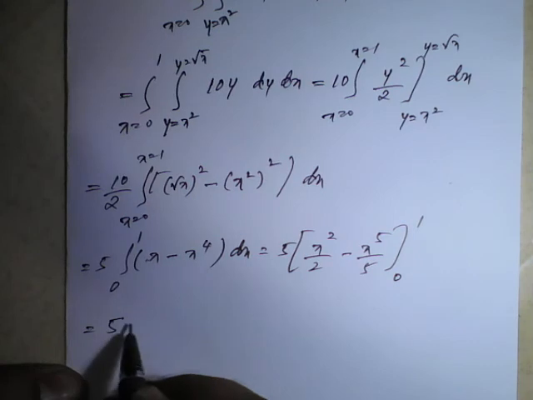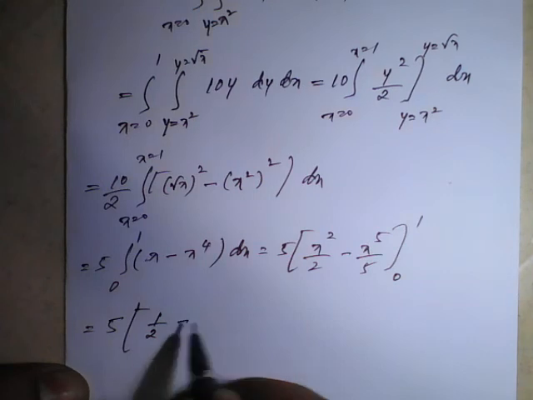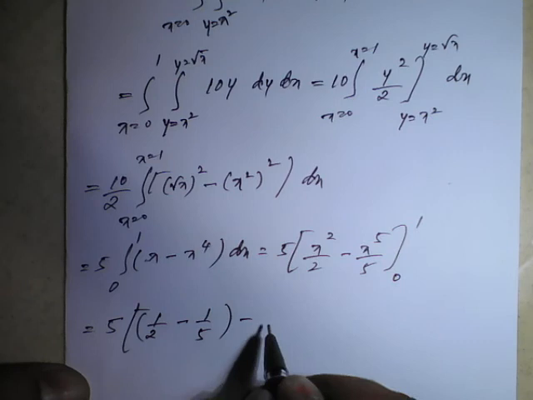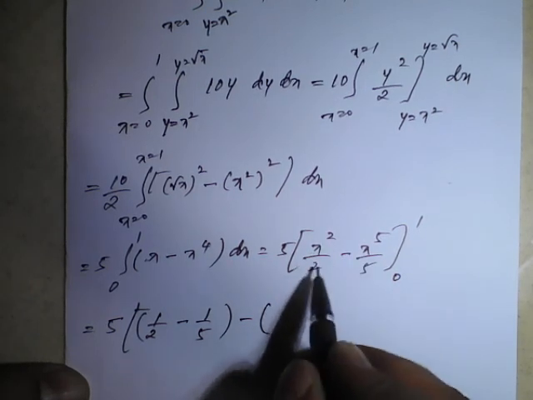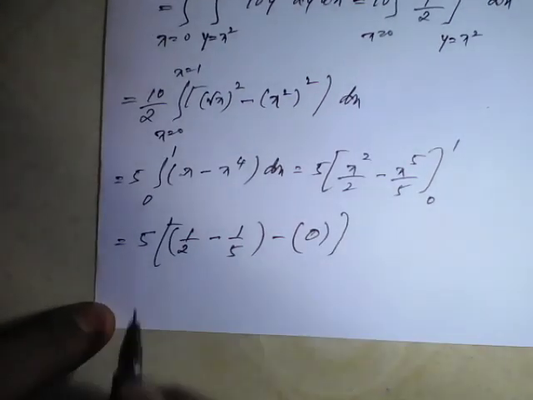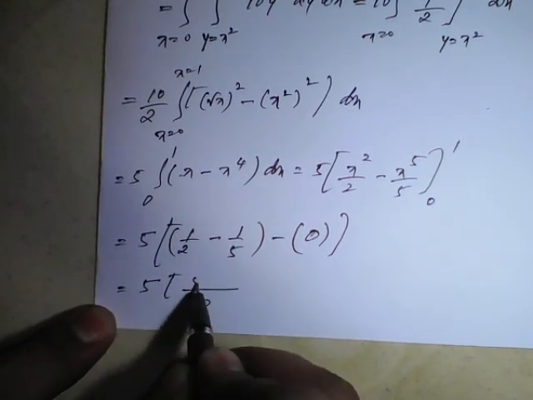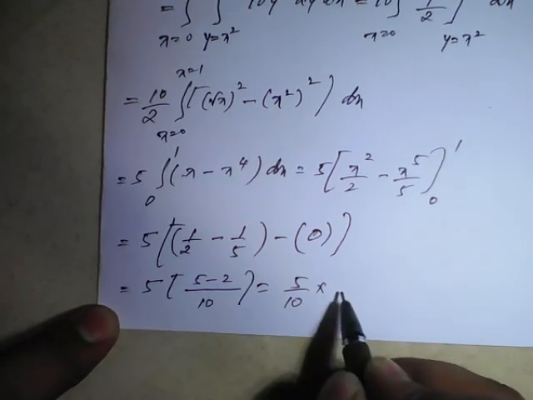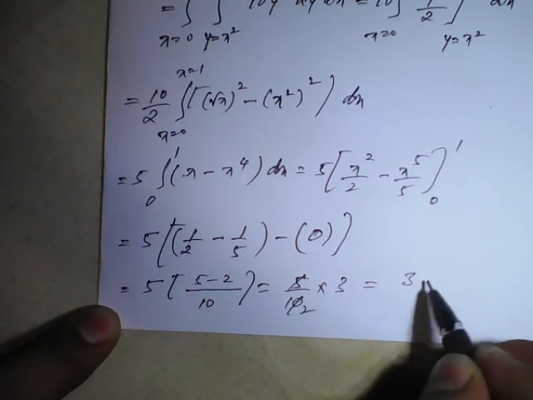So 5, apply the upper limit: 1 square becomes 1, so 1 by 2, minus 1 raised to 5 is again 1 itself, so 1 upon 5, upper limit minus lower limit. The lower limit is 0, 0 raised to anything is 0, so 0 minus 0 is 0 itself. So on simplification what do we get: 5, the LCM is again 10, 5 minus 2. So 5 by 10 into 5 minus 2 is 3. So 5 ones are 5, 5 twos are 10, so the result is 3 by 2.